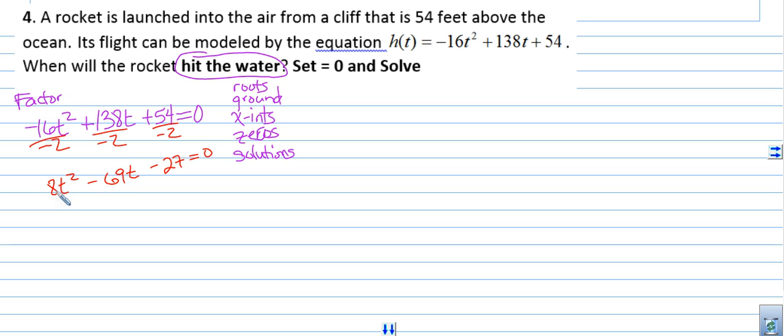And actually 2, 2, and 2 give me 8. And 2 won't go into 69, and 2 won't go into 27. So these are pretty much GCF'd all the way out. Not pretty much, they are GCF'd. So now I'm going to do my x factor. Okay? I'm going to get negative 216. And I'm going to get negative 69 down here.